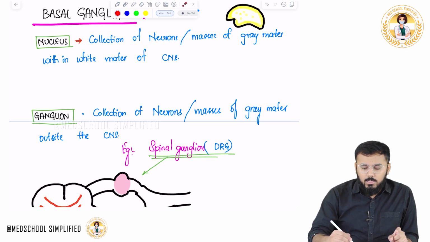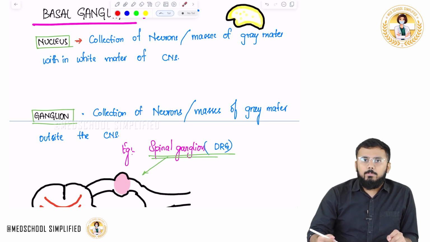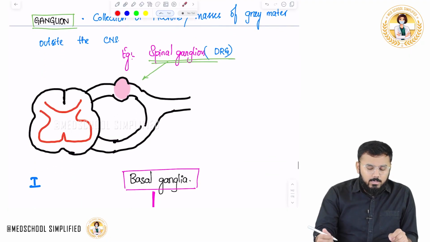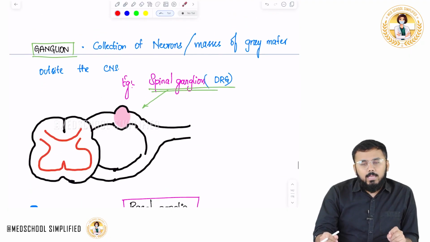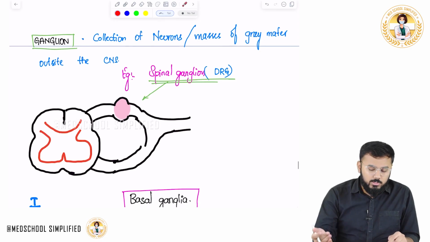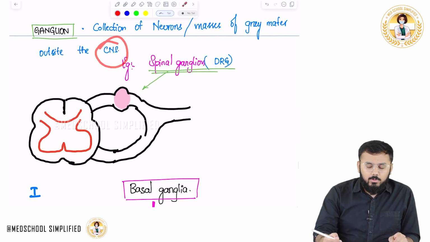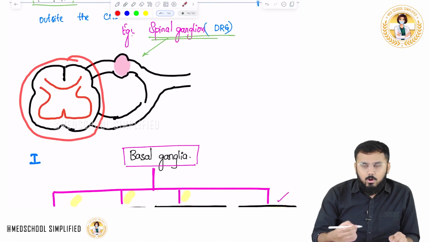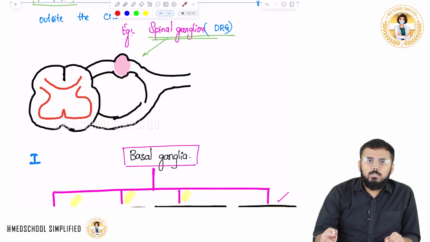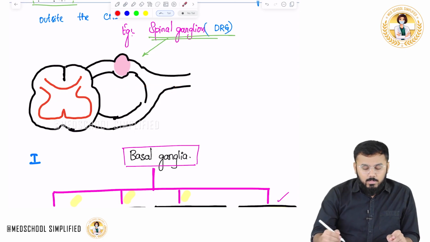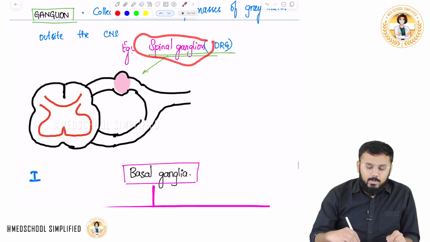All of you know that if you look at the cerebral cortex, the outer part is gray matter and the inner part is white matter, right? Now, what is a ganglion? The same definition, a collection of neurons or masses, but it is outside the CNS. The brain and spinal cord comprise the central nervous system because they are centrally located.